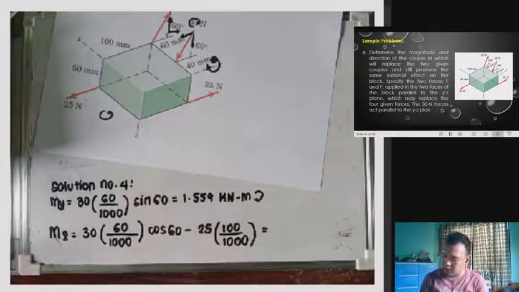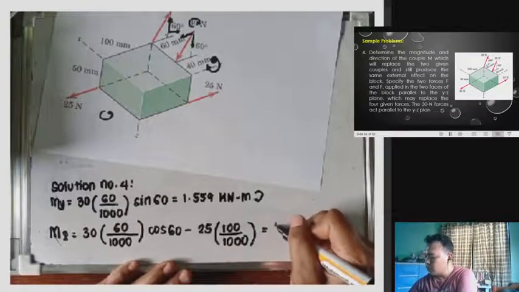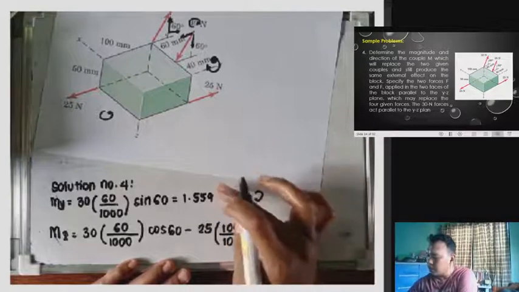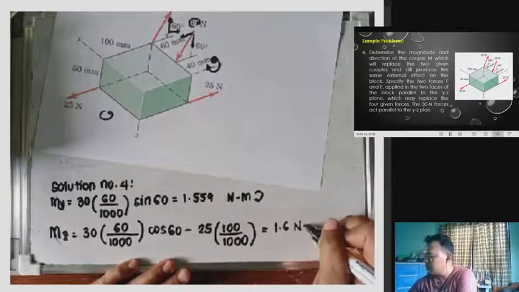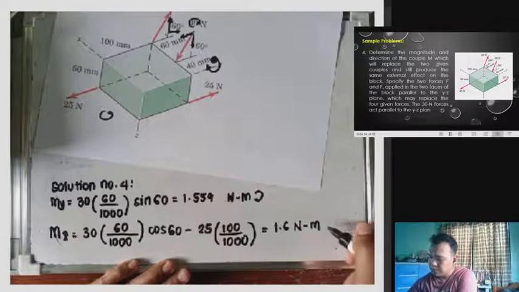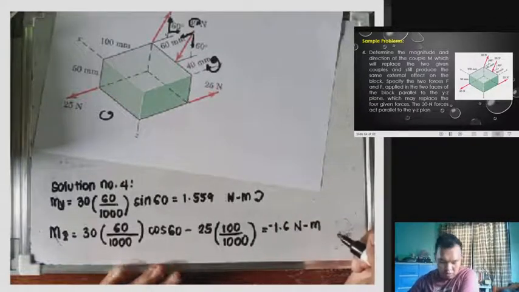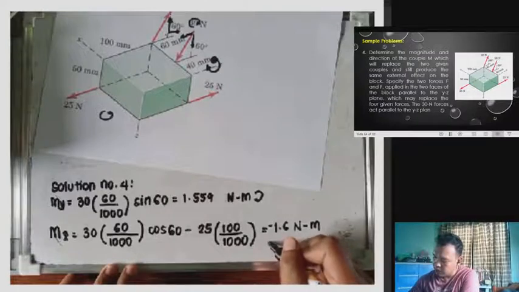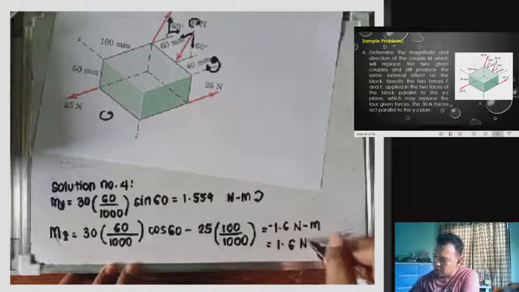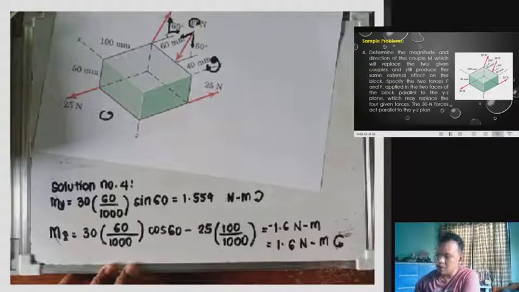So, sub po natin. We have here 30 multiplied by 60 all over 1,000 times cosine 60 minus 25 times 100 all over 1,000. So, we have here negative 1.6. 1.6. Newton pala yung unit. Newton meter. So, ibig sabihin, counterclockwise po yung moment natin. So, we have here 1.6 Newton meter counterclockwise.